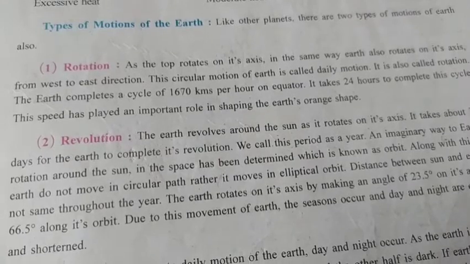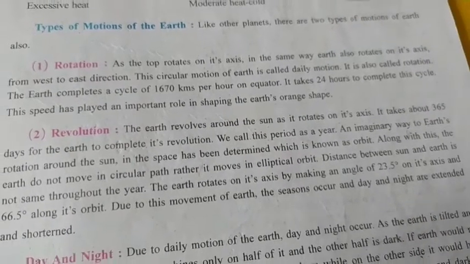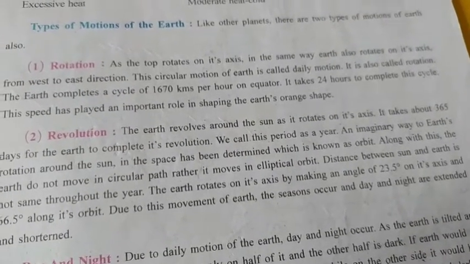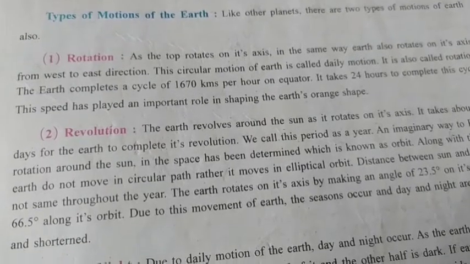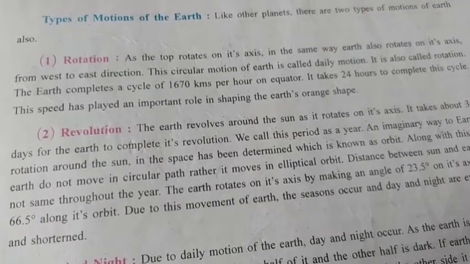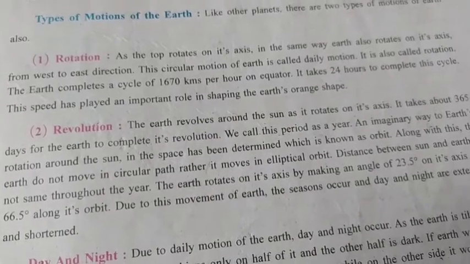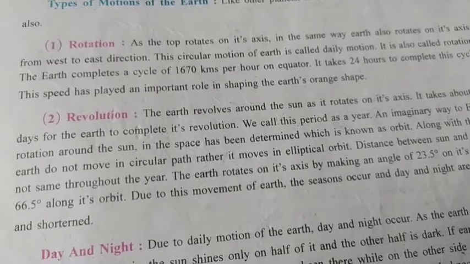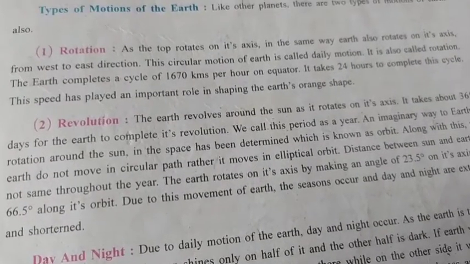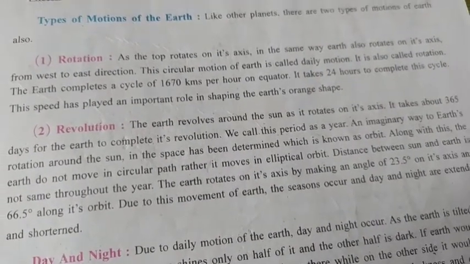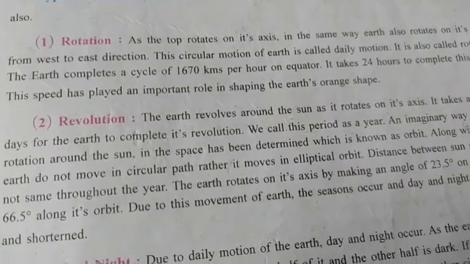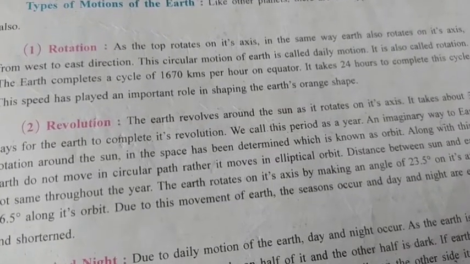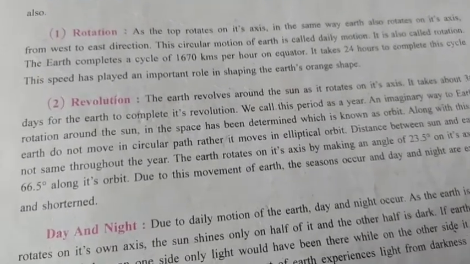The earth rotates on its axis by making an angle of 23.5° on its axis and 66.5° along its orbit. Due to this movement of earth, the seasons occur and day and night are extended and shortened. So, the earth rotates on its axis by an angle. Distance between sun and earth is not the same. That's why the seasons and day and night are extended and shortened.